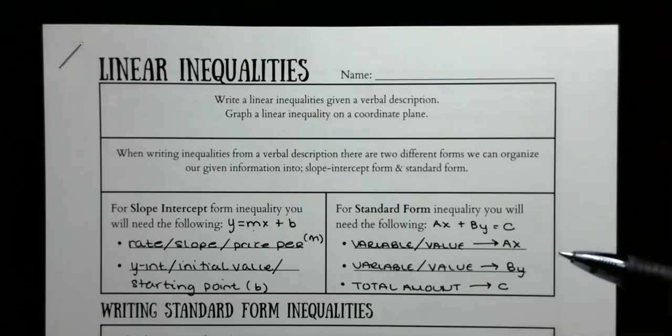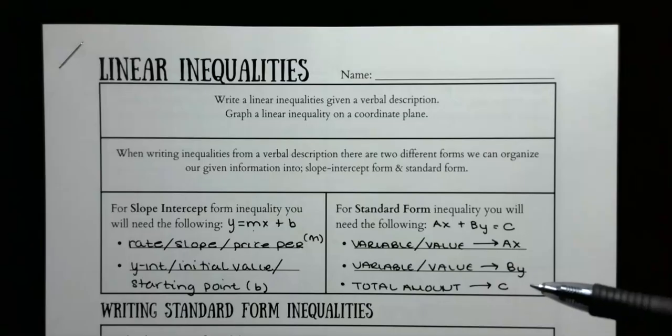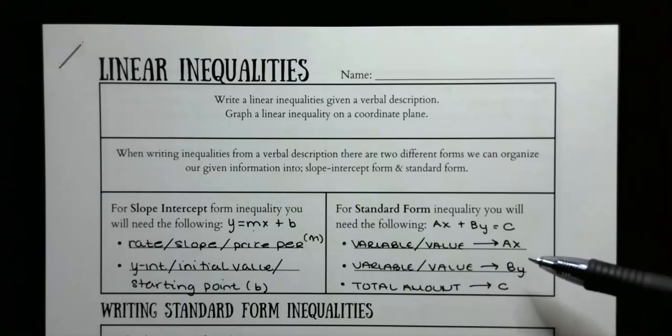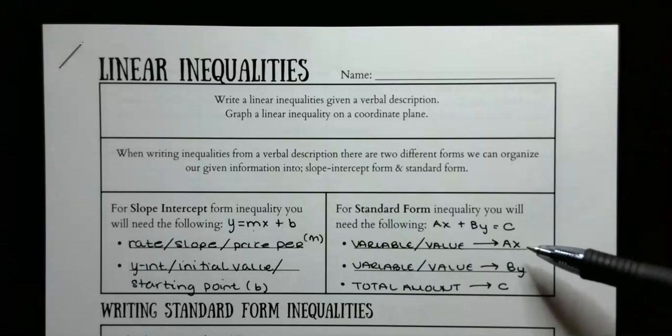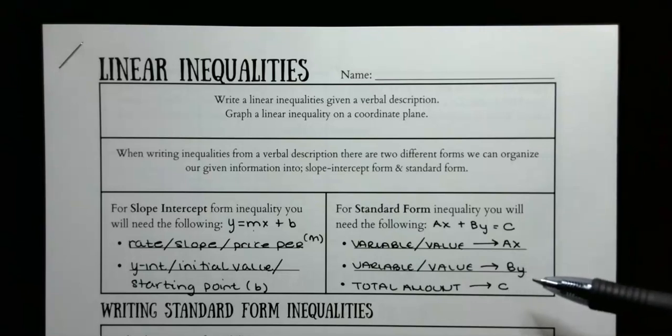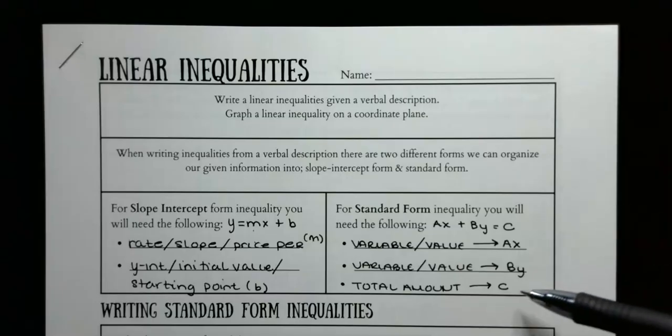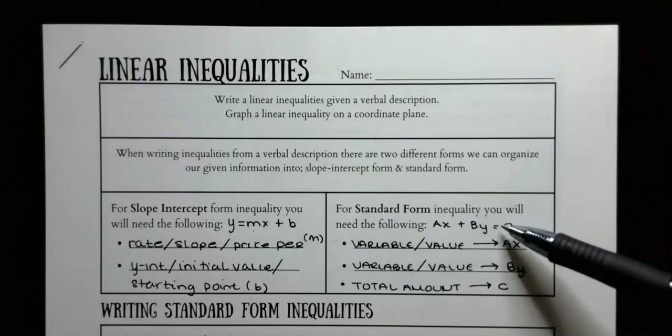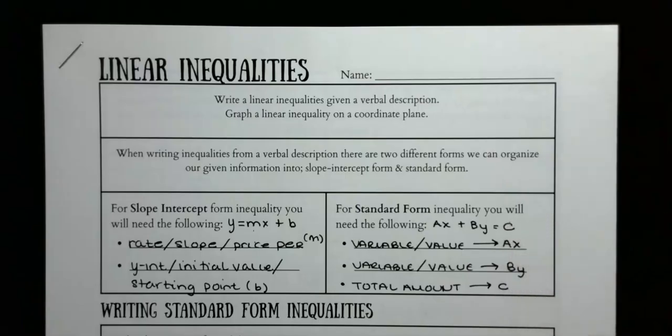So if we're going to write something in standard form, these are the three things that we need. We need a variable and a value that goes with that variable, so we can call it a and x. We also need a second variable and a second value, so we can call it b and y. And then c would be considered your total amount of money that you spent. It could be the total of miles you need to run. Anything that is the total amount is going to be your c, because your a and your b will come together to be c.